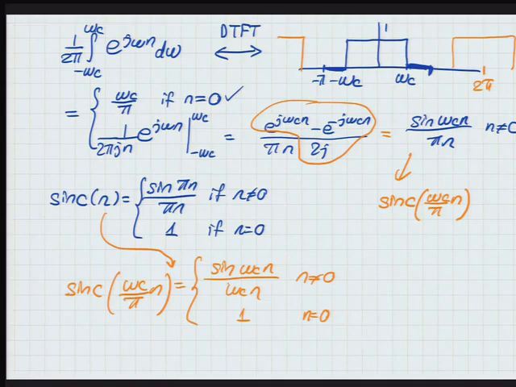Something is funny here. Don't I need an omega c? I should have a factor of omega c by pi, right? By n. Okay, because this is omega c, not pi, right? So this factor is needed to do the necessary cancellation. Okay, but to make a long story short, this term here is really equal to omega c by pi sinc omega c by pi n.